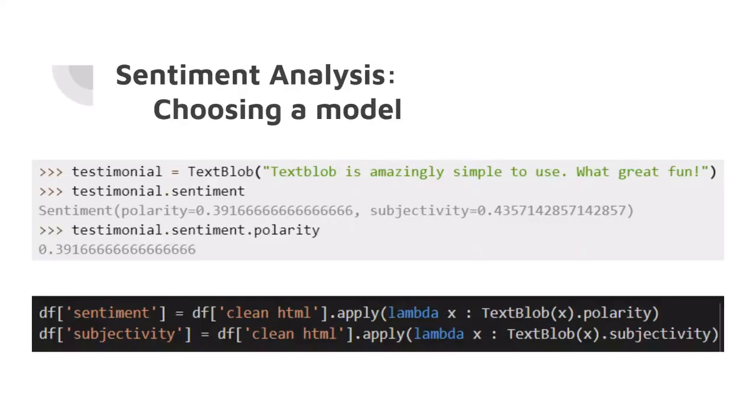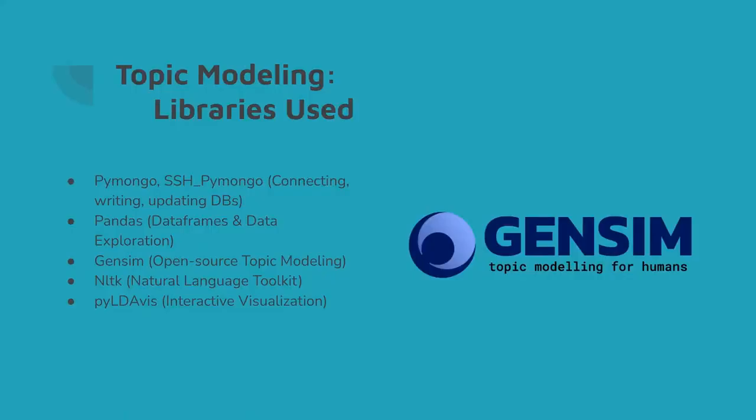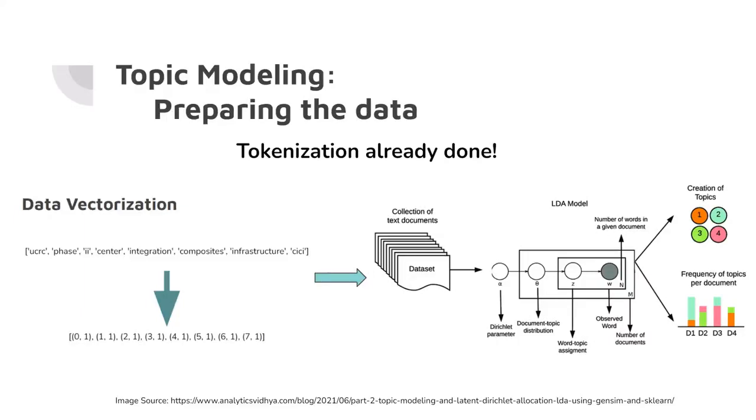Now, once the sentiment analysis is done, let's talk about the topic modeling. If you look at this slide, it's going to look very similar to Nicholas's because we use the same libraries to perform the same topic modeling on different subjects. So I'm going to use Gensim, NLTK, Pandas, PyMongo, and pyLDAvis for the visualization. Like I said before, we already did the tokenization, so now that we have all the tokens, just like before, we just need to perform the data vectorization and feed it into the LDA model itself.